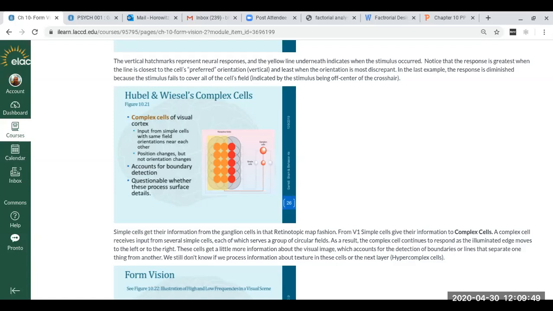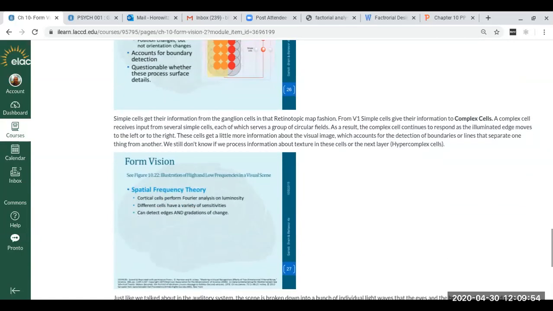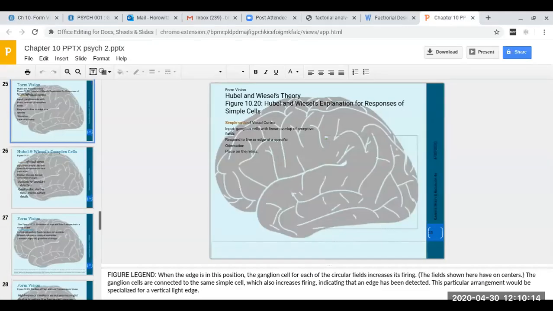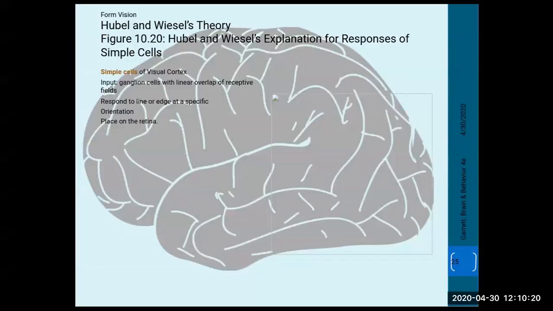We still don't know specifically if we process information about texture in these cells or when simple cells give their information to complex cells. Outside of V1, complex cells give that information then to hypercomplex cells. So what you're seeing is the sort of hierarchy in this case of higher order processing. So we see form, an outline, which gives way to different specific shapes, and that gives us more information that tells us what something is. We see light and dark contrast and things like that. So let's see what we got here, if we can get to the next slide.